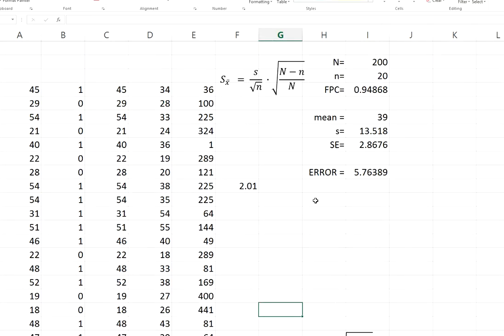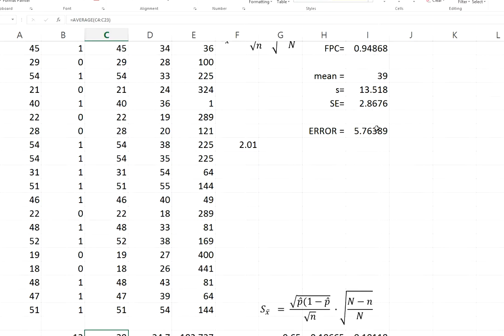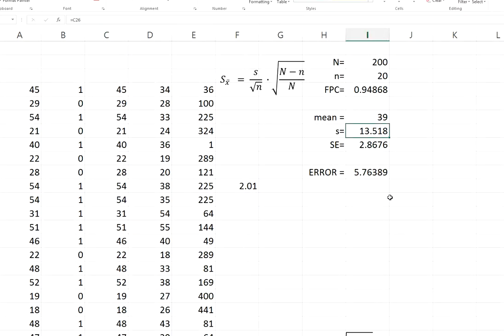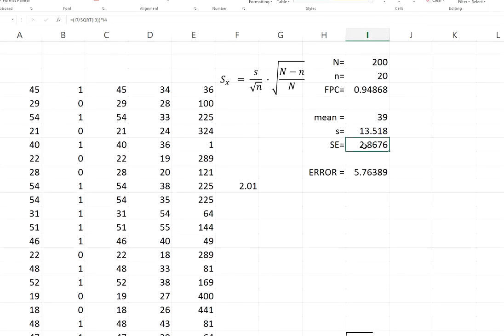I got the finite population correction here, and my mean is 39. The standard deviation is 13.518. I got the standard error using this formula. You can see I calculate the finite population correction here and the standard deviation here. In this formula, it is the standard deviation divided by the square root of n, which is 20, times the finite population correction.